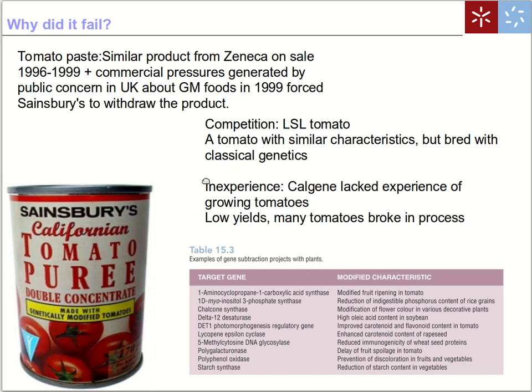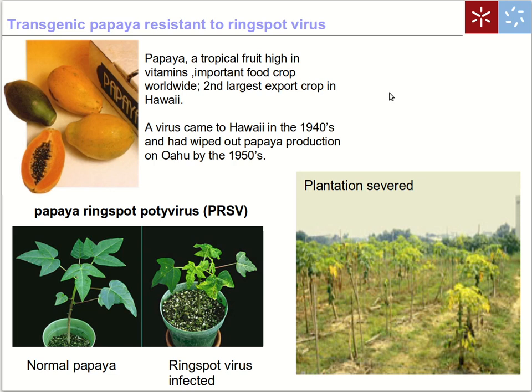But it remains the first example of many different gene subtraction projects that are listed in the book in table 15.3, where you modified different kinds of plants in different ways. I will now switch focus again to the development of transgenic papaya fruit that were resistant to ring spot virus.